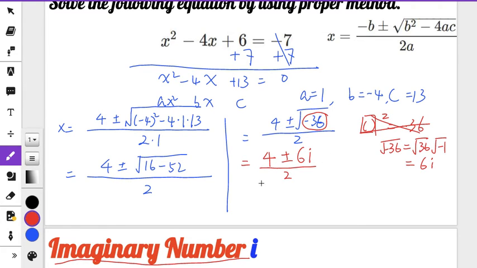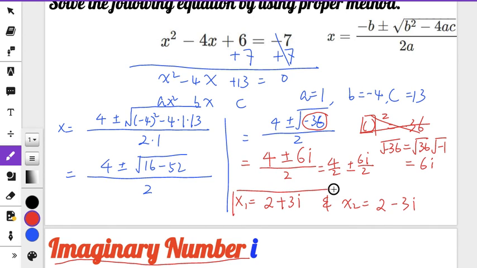Then the two solutions will simplify as 4 over 2 plus or minus 6i over 2. So I have two solutions here. The first one is 2 plus 3i. How do I do this? 4 divided by 2 is 2. 6i divided by 2 is 3i. And the other one is obvious, it's just 2 minus 3i. So as you can see, we have two new solutions using i to represent it.